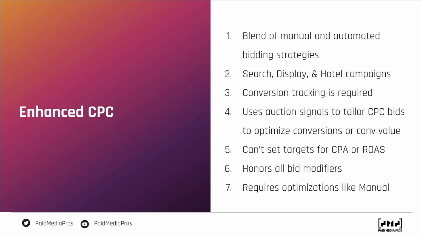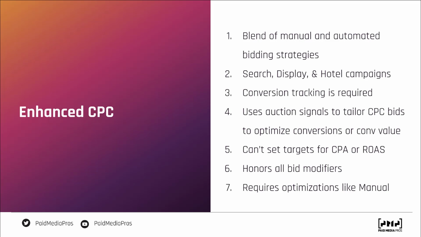This continues to utilize all of the bid modifiers, just like manual CPC does, and it requires all of the optimizations that manual does as well. You'll want to regularly look at performance, make sure that you're adjusting your bids up or down based on the performance that you're seeing. One of the limitations here is that although Google is trying to optimize your bid for conversion performance, whether it's conversions or conversion value, you cannot set a target for CPA or ROAS. Google's just going to do its best to try and get better performance for each, and you have to hope that that's in the realm of what type of performance target you're looking for.